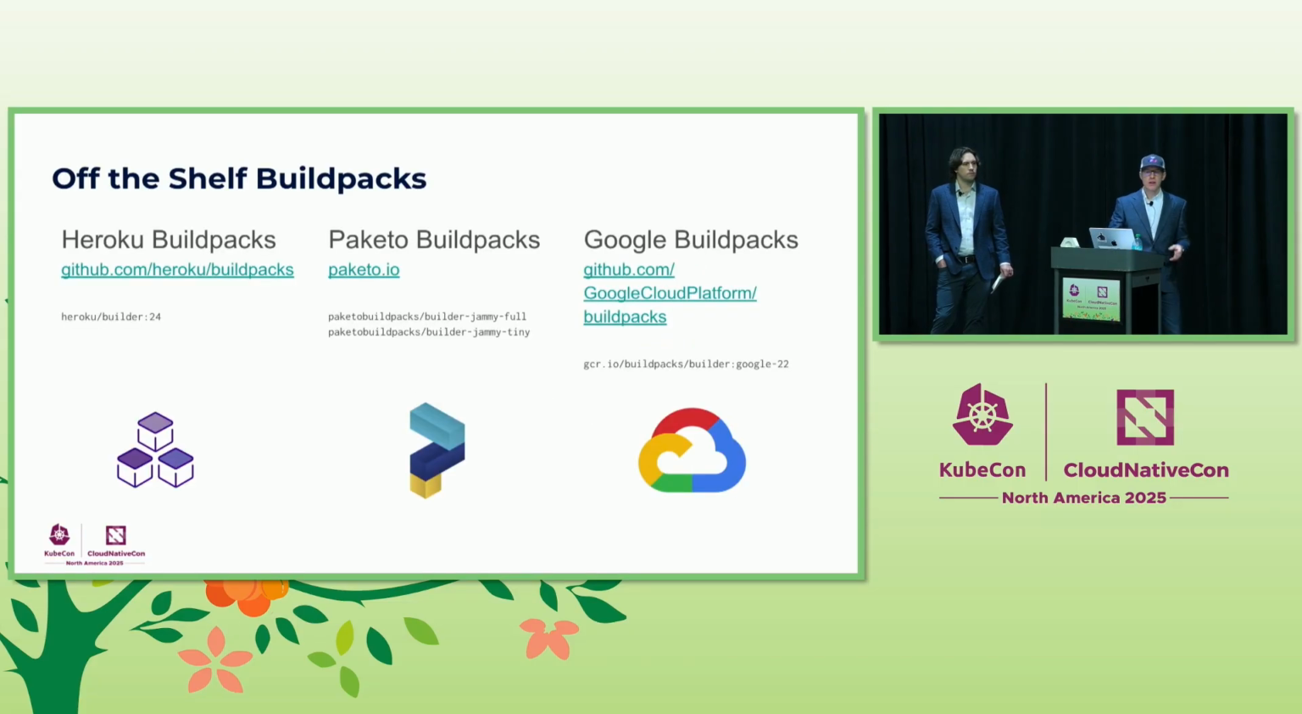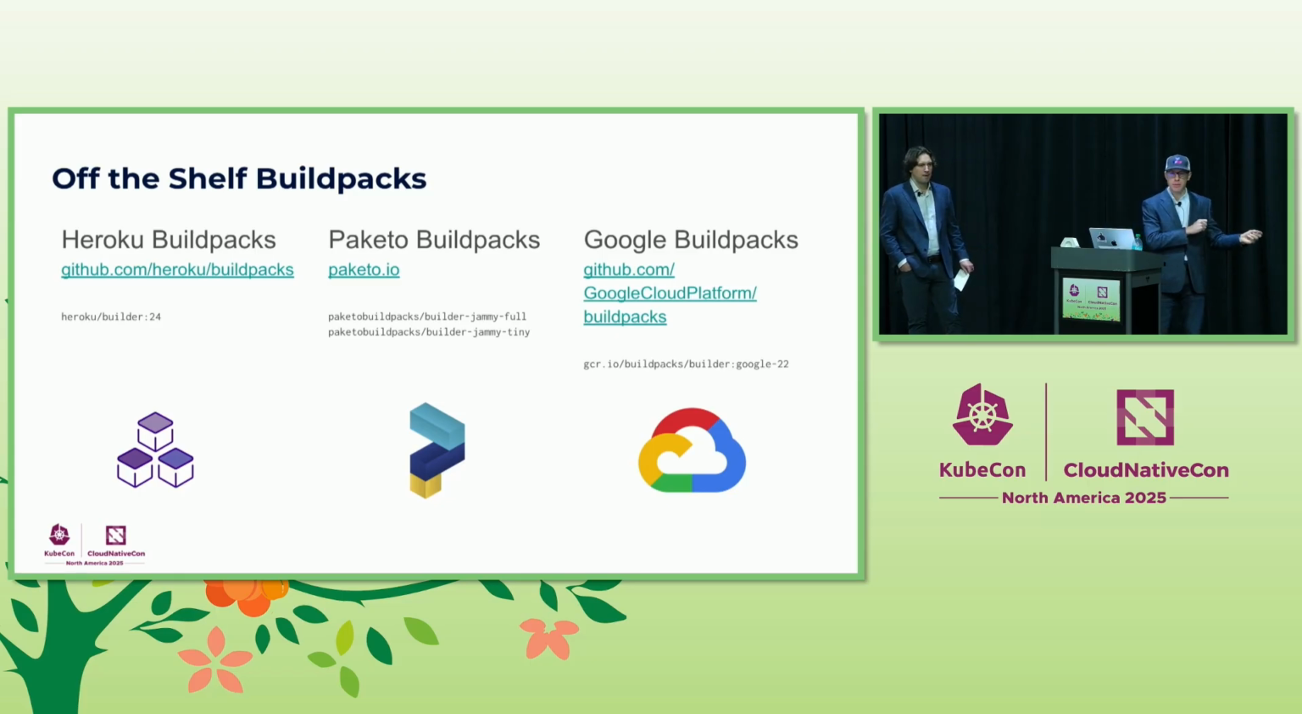Now, fortunately, there are some off-the-shelf buildpacks from Heroku and Paketo. There are also ones from Google, but they're very specific to the Google Cloud platform. So in most cases, you can take these buildpacks, run them against your app, integrate them into your workflows, and everything's fine. But you are giving up some autonomy when you do this, right? You're dependent on what the Heroku buildpack supports and implements in order to build your app.